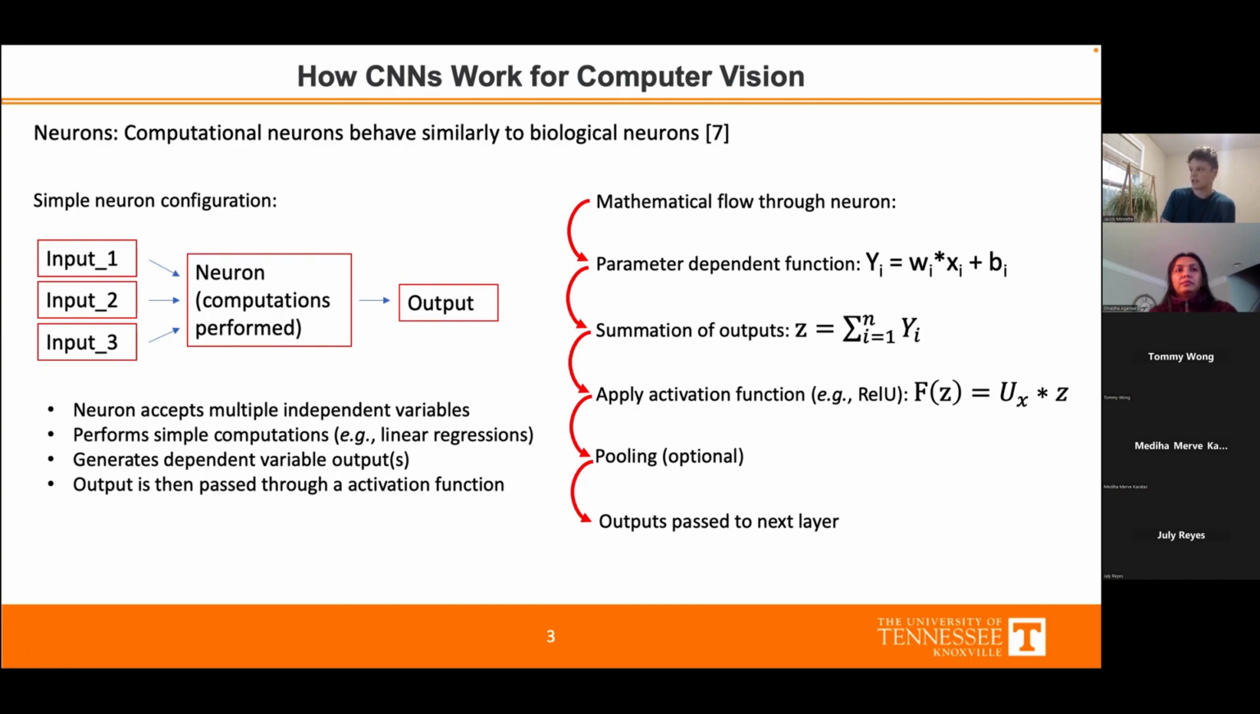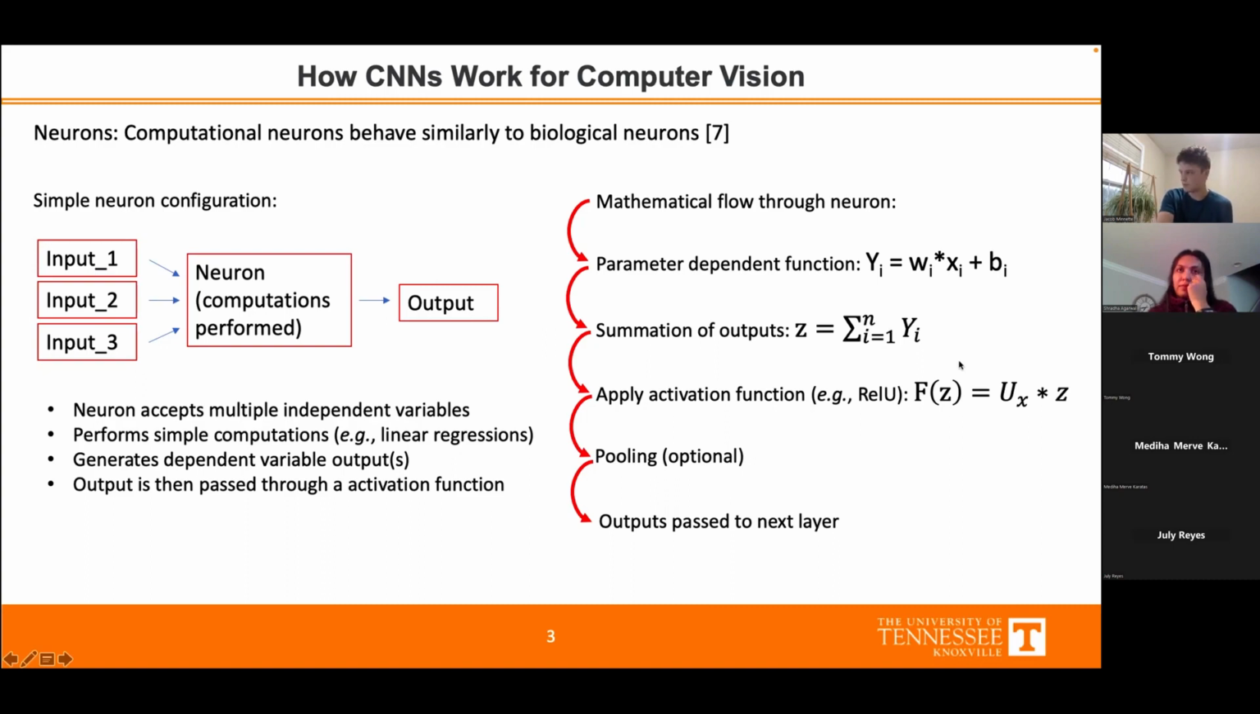These computations are each done in order to produce your statistical parameter dependent function, which I have listed on the right, with this y sub i equals w sub i times x sub i plus b sub i. So w is your weight and b is your bias, which can be positive or negative, as well as your weight can also be positive or negative, in order to produce a relevant output for each independent input. These outputs are then summed, and then they're passed to an activation function.